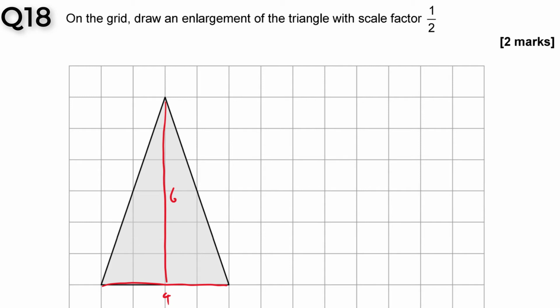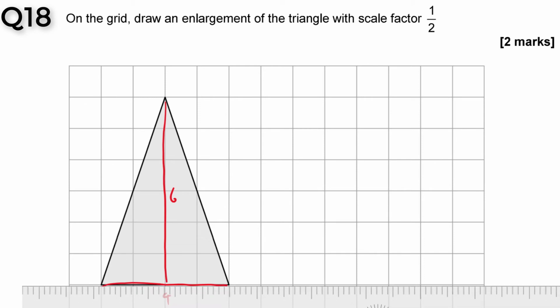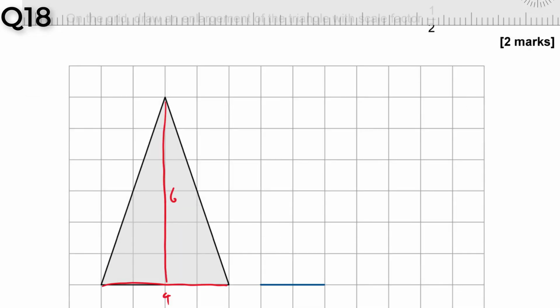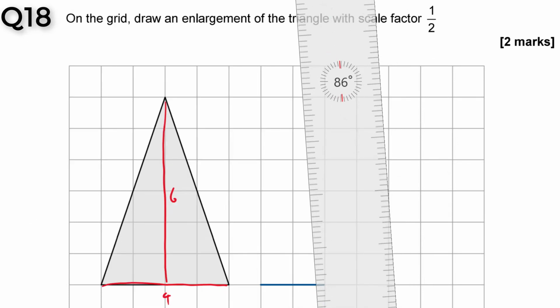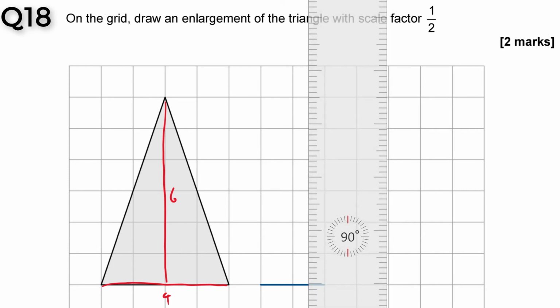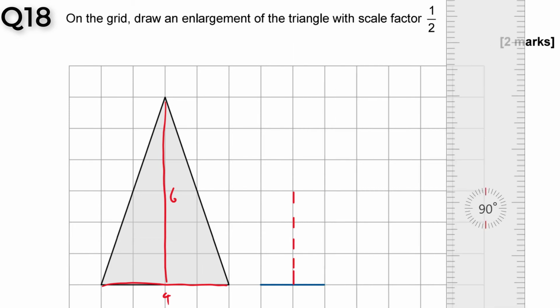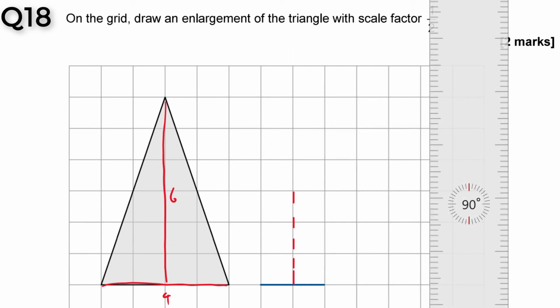So if I'm going to multiply those distances by a scale factor of 1/2, 4 times 1/2 is 2. So I'm going to get a line which is 2 units along rather than 4. 2 units. And 6 times 1/2 is 3. So the tip of my triangle is going to be 3 units above. So let me just put that in as a dotted line. 3 units is the perpendicular height of my triangle.